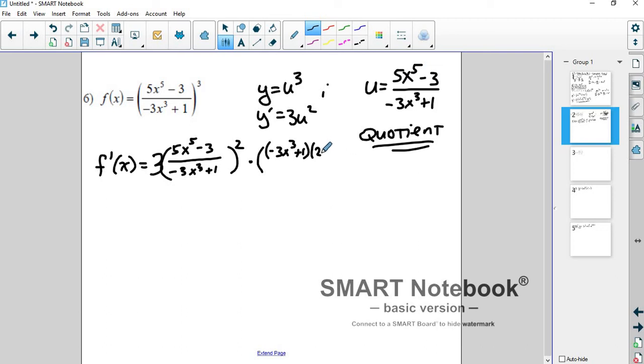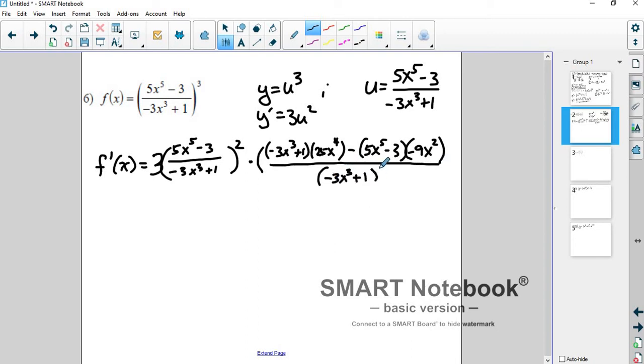5x to the 5th, bring down the 5, 25x to the 4th, minus 0. Okay, that's a 4 there. Minus the top, 5x^5 - 3, times the derivative of the bottom, bring down the 3, you get -9x^2 + 0. And then that's all over the bottom squared, (-3x^3 + 1) all squared. All of that stuff is your second part. So this part here is my dy/du.